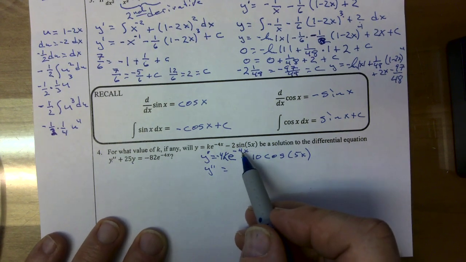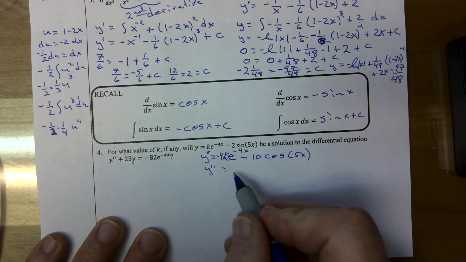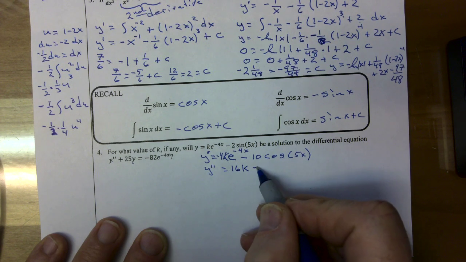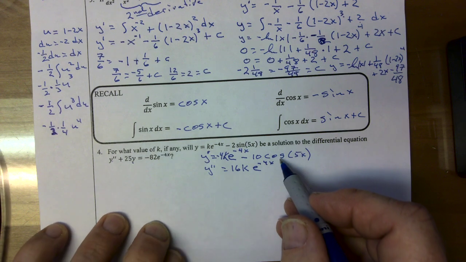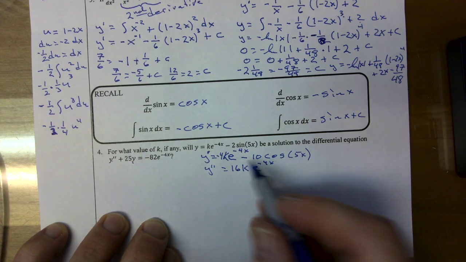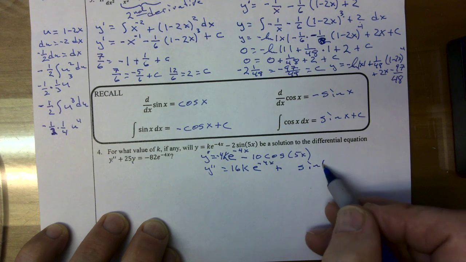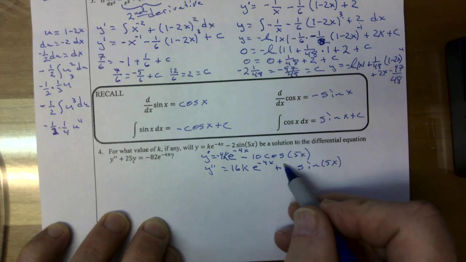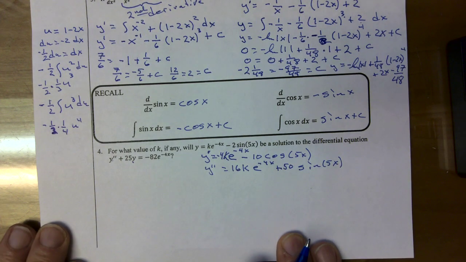And if you notice, I'm going to get e to the negative 4x, but I'm going to times it by another negative 4. So this is going to become 16k e to the negative 4x. And then this is going to be negative sine, but I got a negative, so it's positive. So that's going to be the sine of 5x. And then I'm going to get a 5 from here times that 10, and so it's going to become 50. So that's my second derivative.